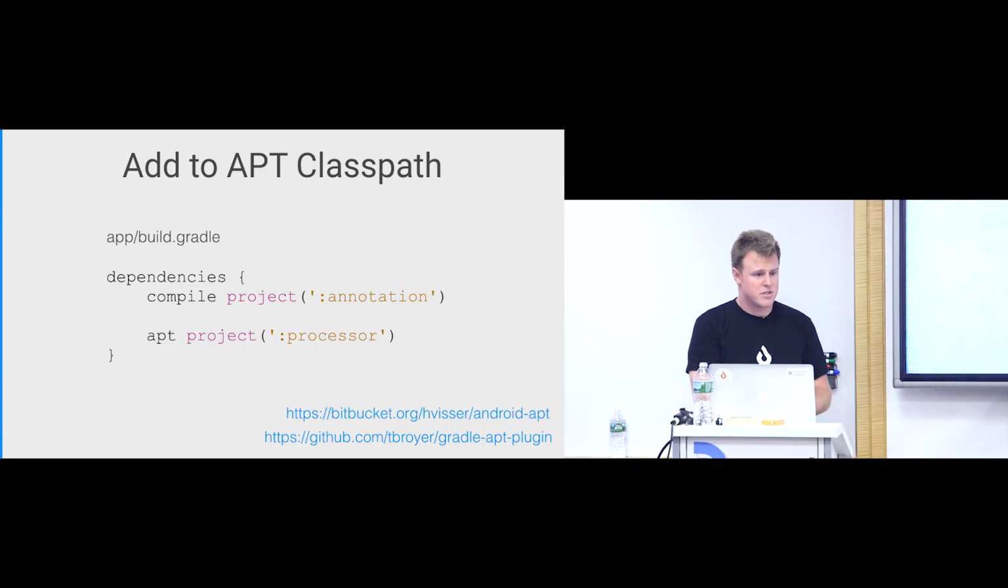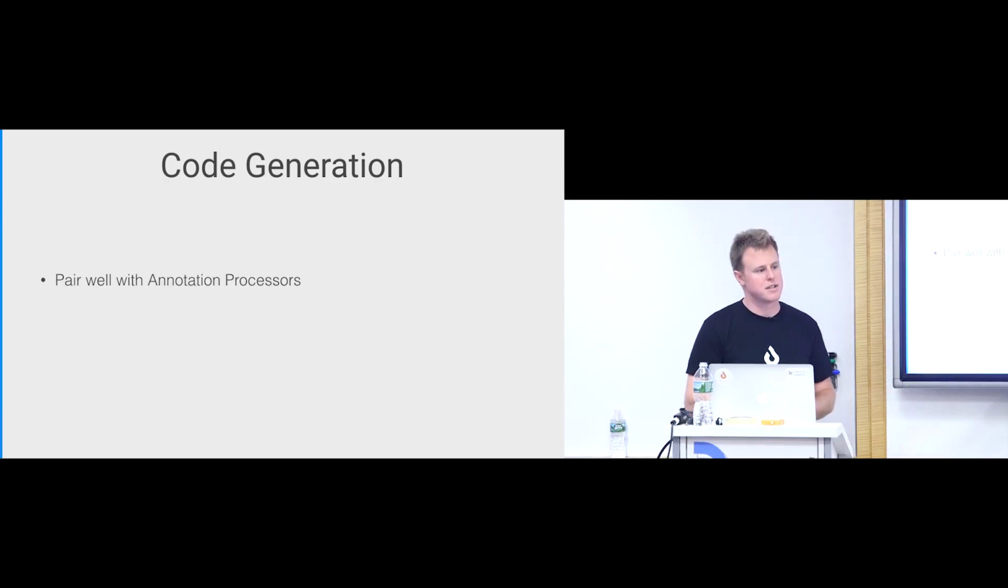All right, so that's enough about processors themselves. The second piece we have to talk about is the code generation itself, right? So we're making this annotation processor, and in the processor, you can do whatever you want, right? It's just Java. But what we specifically want to do is generate code so that we don't have to write it because we're lazy. So code generation pairs really well with annotation processors.